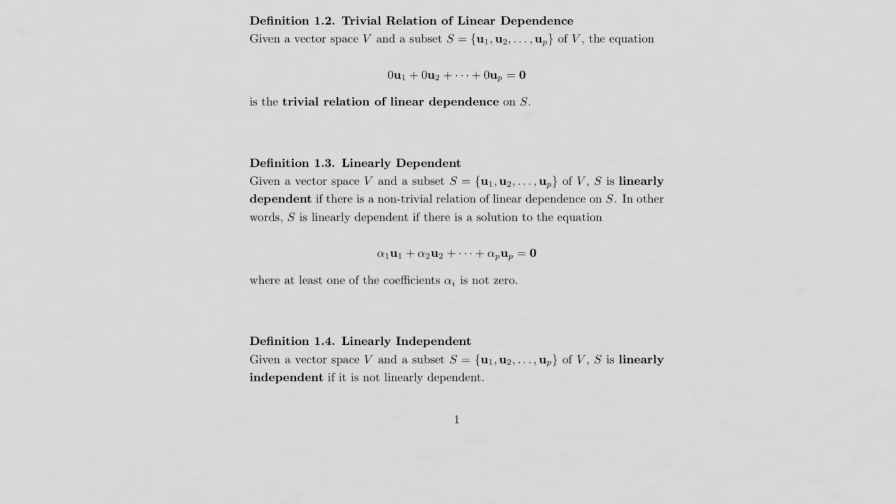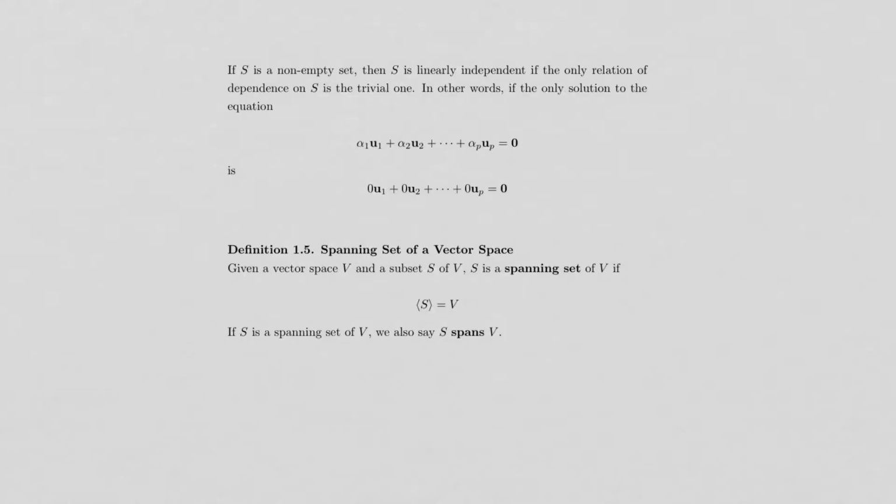And then finally, we define linearly independent simply by saying that a set that is not linearly dependent is linearly independent. We will say that a spanning set of a vector space is a set that satisfies this equation. So S is a spanning set of V if the span of S is equal to V. And then we also say that S spans V.